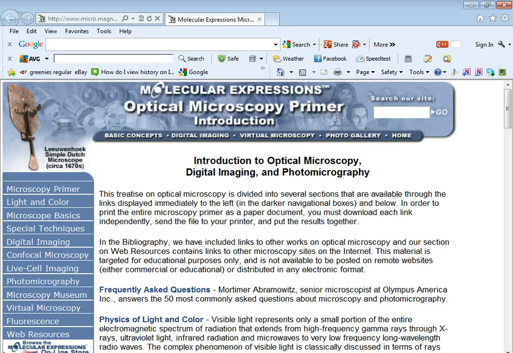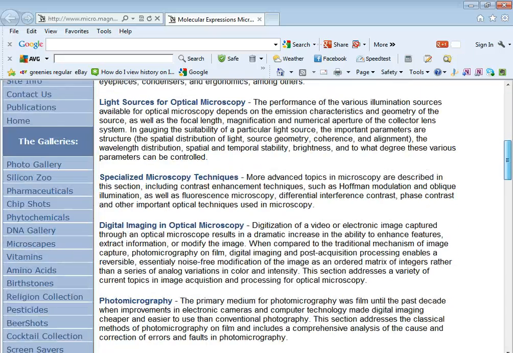this website. This is called Molecular Expressions, and it is far and away the best tutorial on anything to do with the microscope. Everything from diaphragms and how you use them to pictures of old microscopes to physics behind microscopy to a really great gallery.